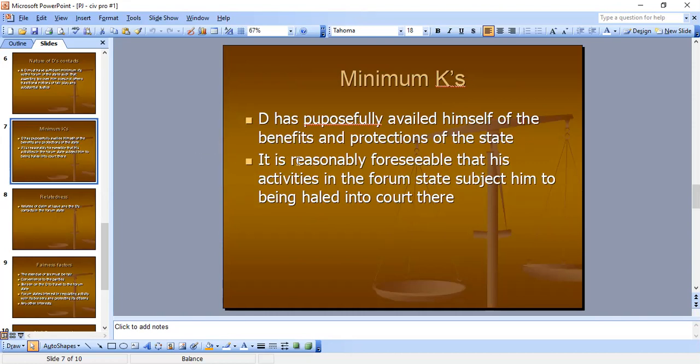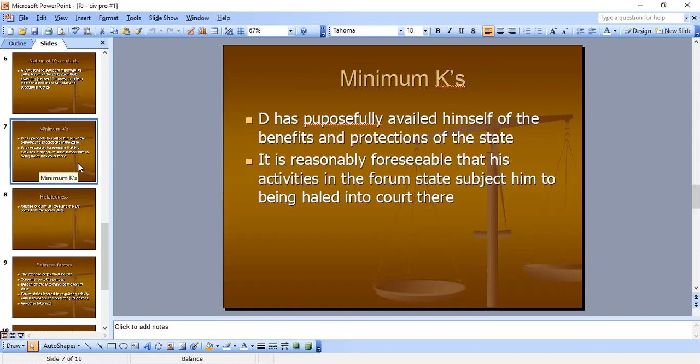There are plenty of MBEs on this. Minimum contacts meaning, what is he doing in the state? Does he do it all the time? I've heard of ones where there are companies that work through the internet and they put up billboards. They sell their internet products through billboards or online, and sometimes that isn't sufficient to bring them in for any kind of injury that's caused in the state. So it just depends on the facts there.